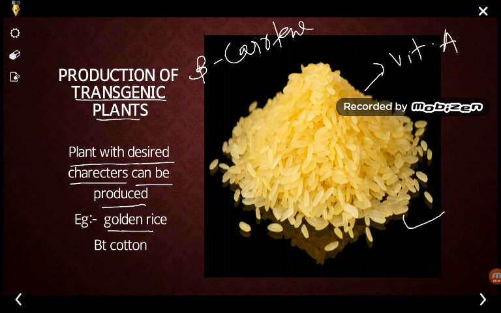So in order to get vitamin A, genetic engineering has been done on this variety of plant, Oryza sativa, in order to get a large amount of vitamin A. It is one of the edible parts of the rice which is normally utilized, and it is the source of beta carotene.